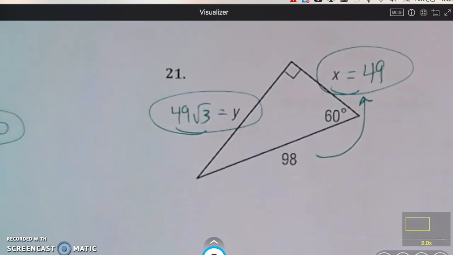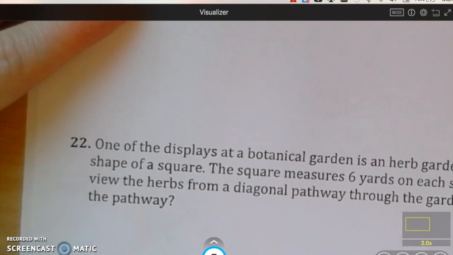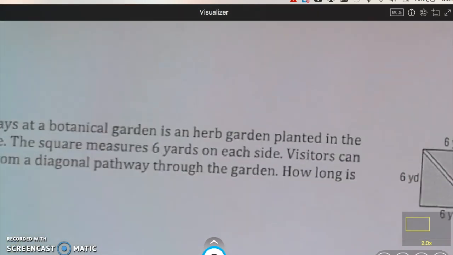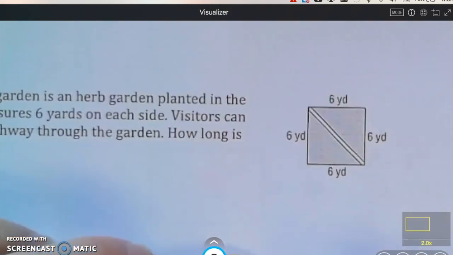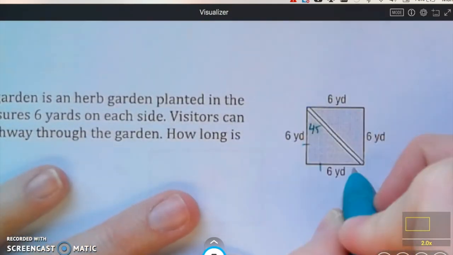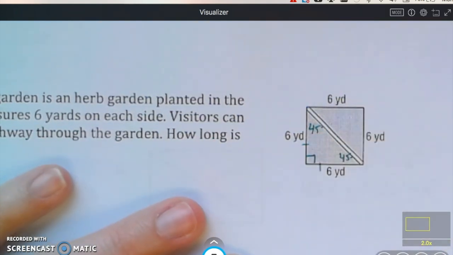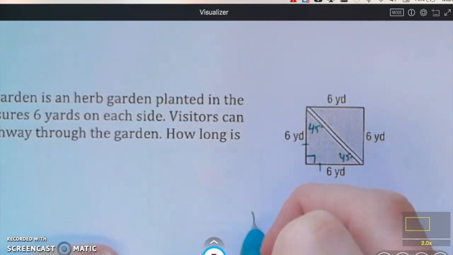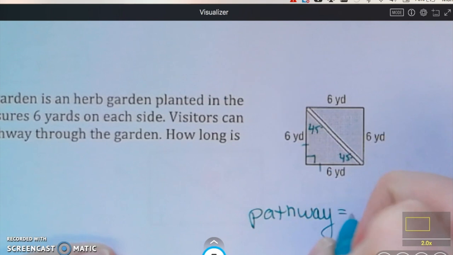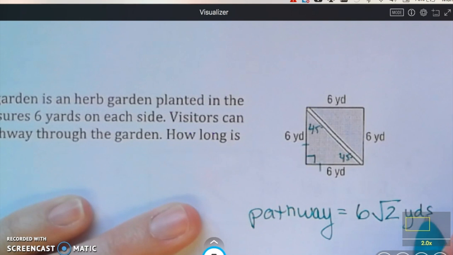Last question. One of the displays at a botanical garden is an herb garden planted in the shape of a square. The square measures 6 yards on each side. So what we're going to do here is figure out how long the pathway must be in between the gardens. So if you look here, these sides are equal, which means we have a 45, 45, 90 triangle. And essentially what I'm doing is finding the hypotenuse. So all we have to do is take one of my legs, the pathway, I'm taking one of my legs and multiplying it by the square root of 2. And that would be it.